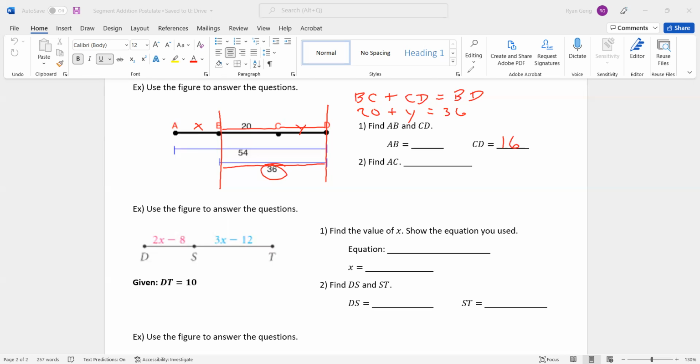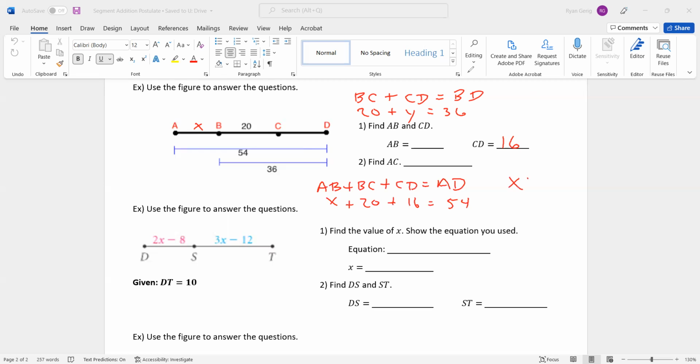I'm actually going to erase all this, leaving the other stuff there. Well, I've got the whole thing is 54. Now, segment addition postulate doesn't just apply to 3 points. I can do AB plus BC plus CD equals the whole thing of AD. Well, AB is what we're looking for. BC is 20. CD we just found to be 16. And AD we know is 54. You should be able to solve that now.